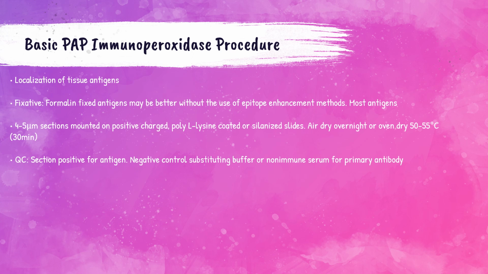For this procedure, tissue sections should be cut 4 to 5 microns in thickness and mounted on positive charged poly-L-lysine coated or siliconized slides. So these can be commercially purchased. They are to be air dried overnight, or you can dry them in the oven at 50 to 55 degrees Celsius for 30 minutes. Just make sure that if you choose the oven route that the temperature never exceeds 60 degrees Celsius. Quality control must use a tissue that is positive for the antigen in question.